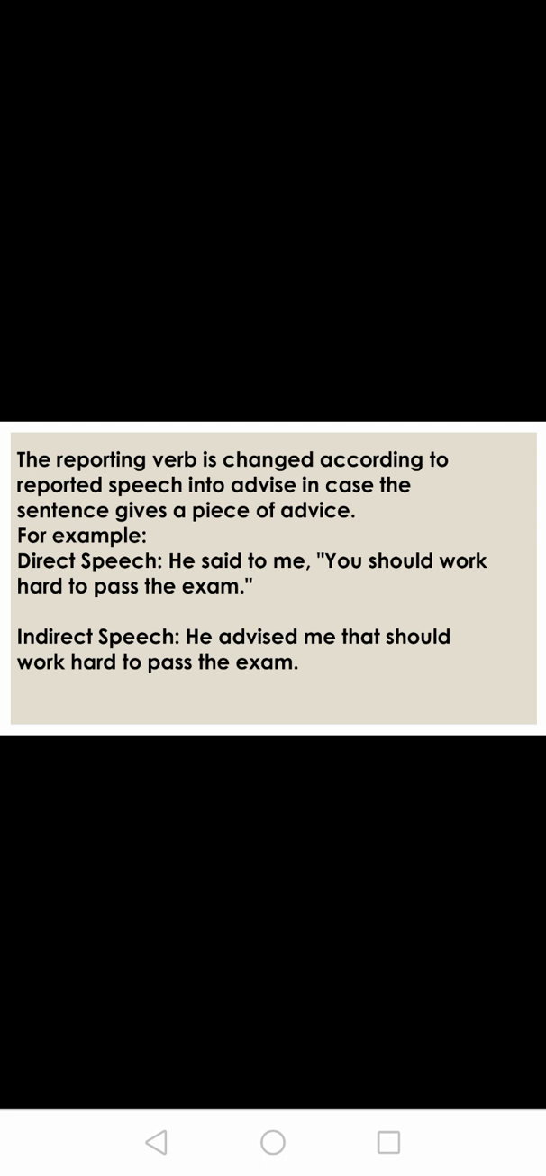The reporting verb is changed according to reported speech into a request. If it is in a request way, then what you are going to say? He said to me, shut the door. He requested me to shut the door. The reporting verb is changed according to reported speech into advice. If it is advice, how are you going to change? He said to me, you should work hard to pass the exam. He advised me that I should work hard to pass the exam.